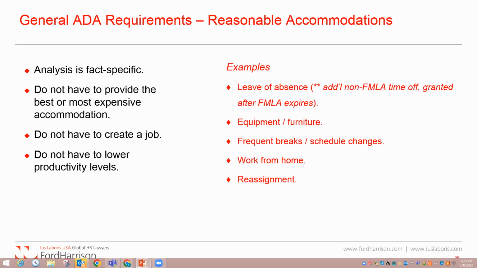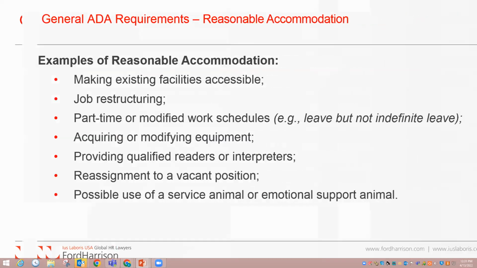Reasonable accommodations are always going to be very fact specific. An employer never has to dislocate another worker. You don't have to fire somebody in order to make a position that somebody with a disability can do. You don't have to create a new job, and you don't have to lower productivity expectations. And some examples over on the right-hand side are just some pretty simple examples of possible accommodations.